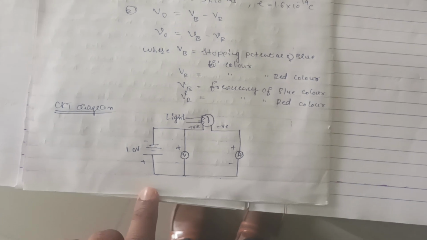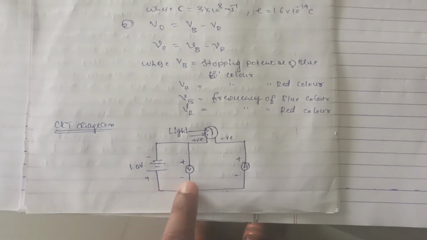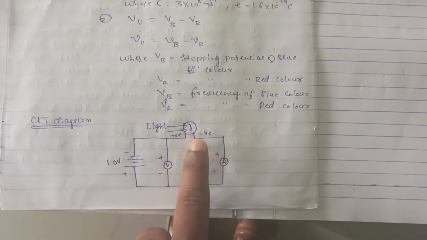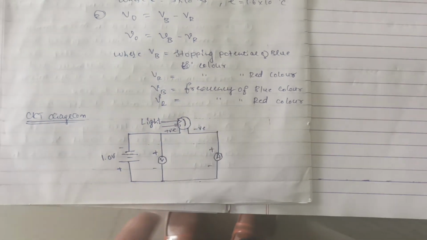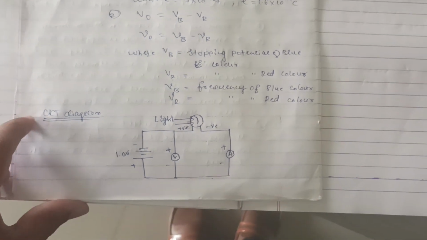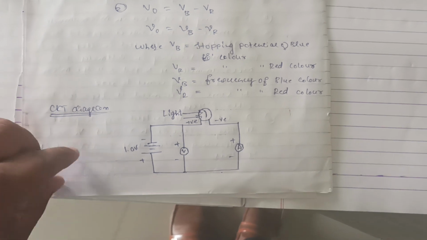Now see, this is the circuit diagram. In this case, a voltmeter and an ammeter are there, and this voltmeter and ammeter are connected to the photocell. On this side, a variable voltage source is there. Now we'll see that one.